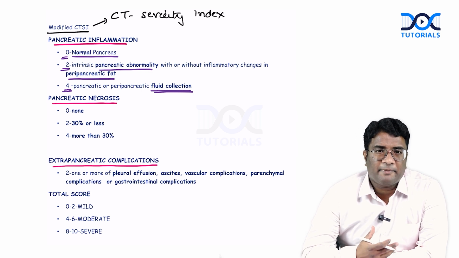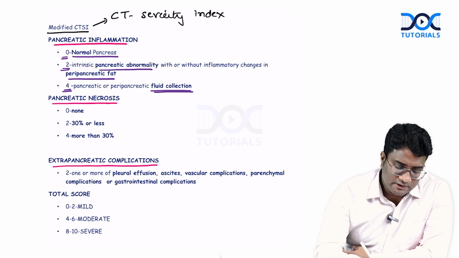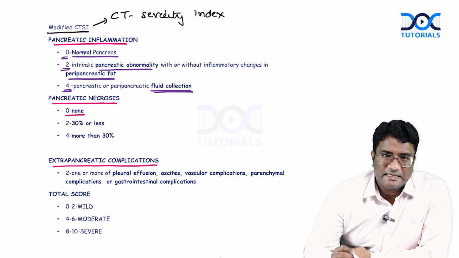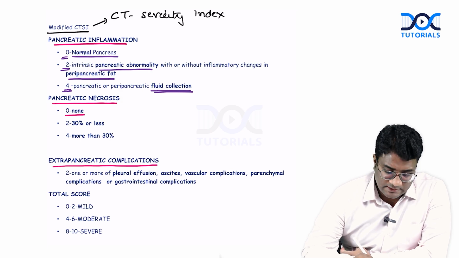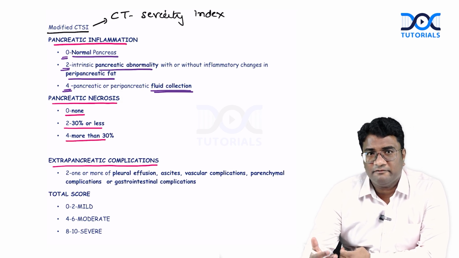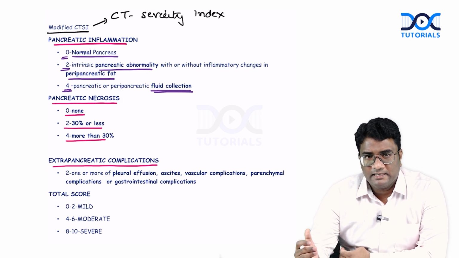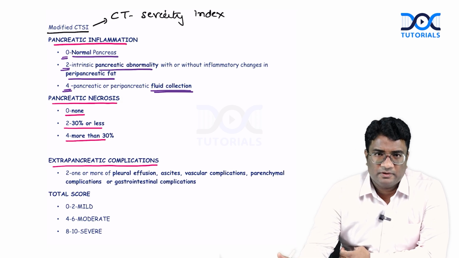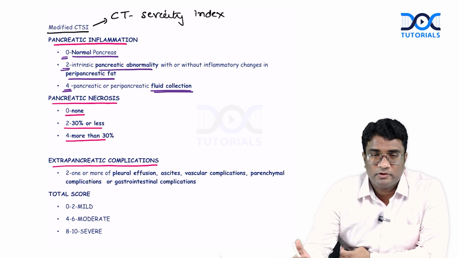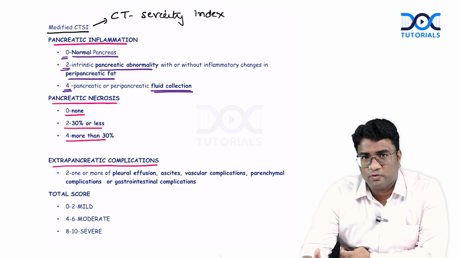Now, coming to the amount of pancreatic necrosis. If there is no necrosis, you give it a value of 0. If there is less than 30% necrosis, this is given a score of 2. And if it is more than 30% of necrosis, it is given a score of 4. So, based upon the amount of necrosis that is there in the pancreas: no necrosis, 0. Less than 30% of necrosis is 2. More than 30% of necrosis is given a score of 4.